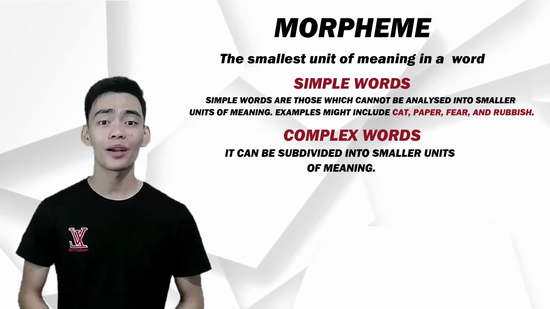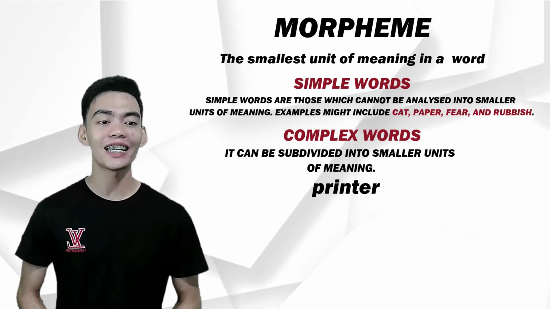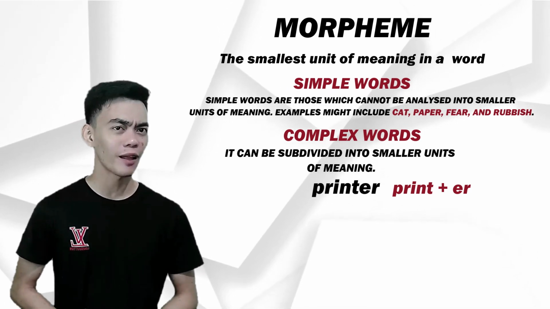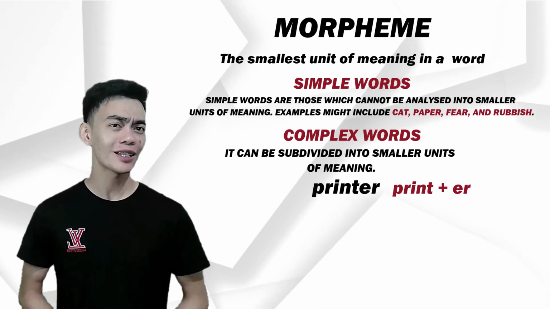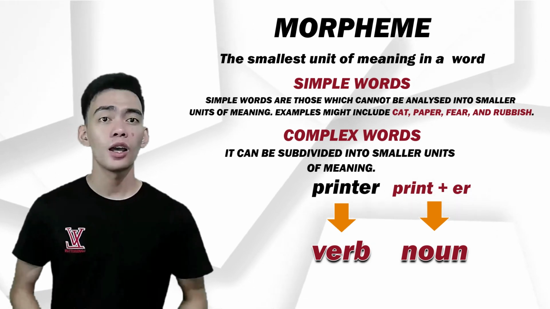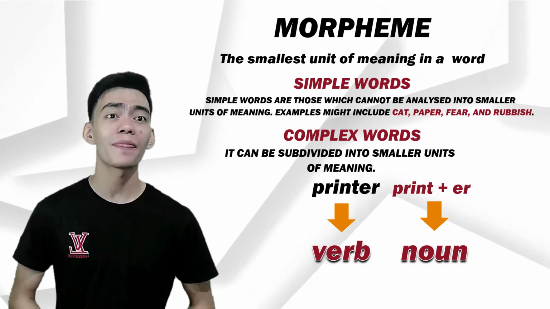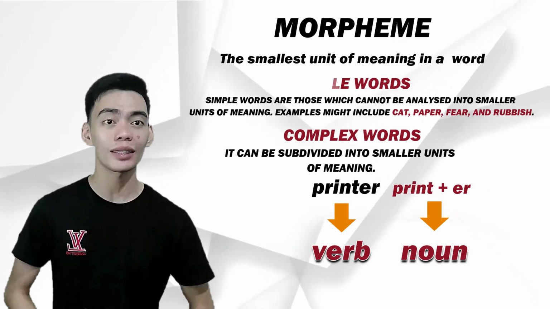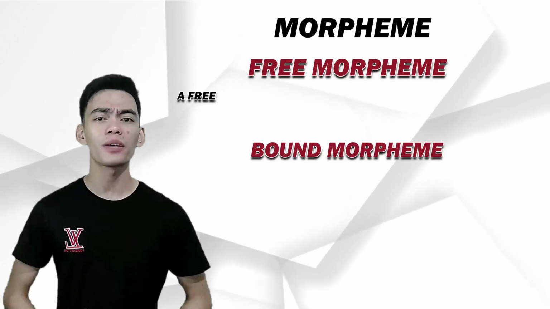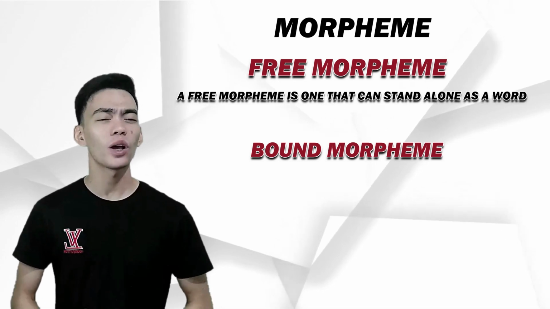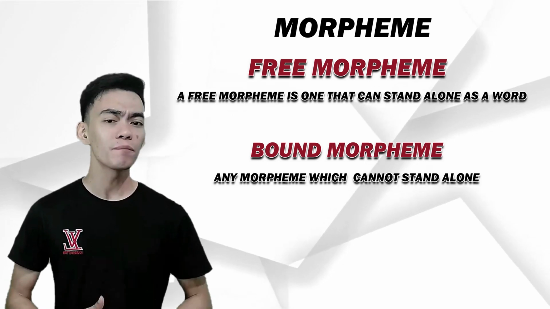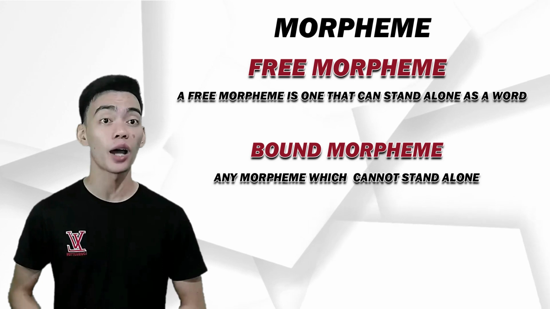For instance, the word printer can be divided into print and er, since the word print is different from printer. Print, or to print, is a verb, while printer is the one who prints. With that information, a morpheme can therefore be subdivided into two types. We have free morphemes and bound morphemes. A free morpheme is one that can stand alone as a word, while any morpheme which cannot stand alone is a bound morpheme. A free morpheme is a simple word consisting of one morpheme.